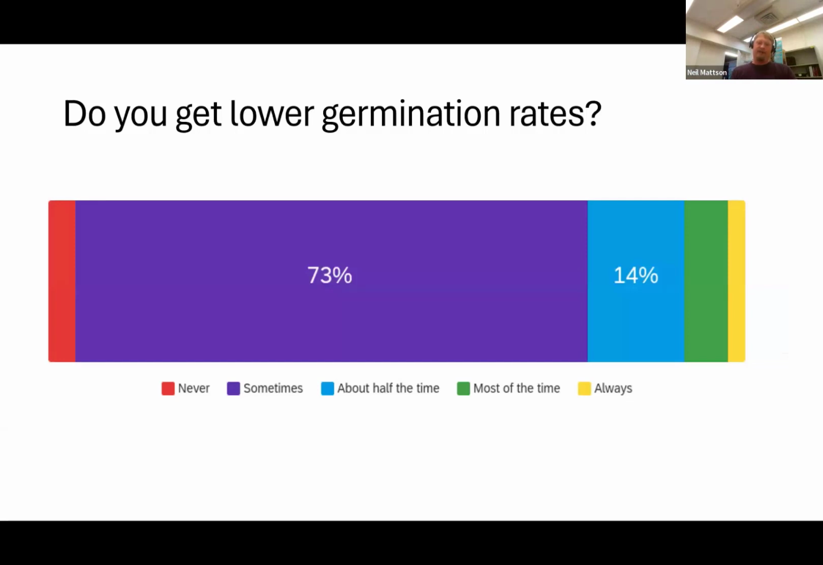And indeed, germination is an important issue. So 73% of the time respondents get lower germination than what is listed on the seed package. And so sometimes 14% said about half of the time. And there was this smaller number that was about 5 or 6% that was most of the time. So collectively, about 90% of the respondents do get lower seed germination rates than what they would hope to get.